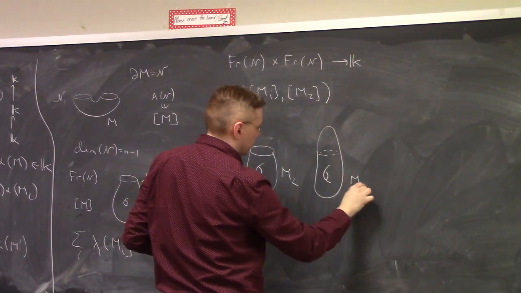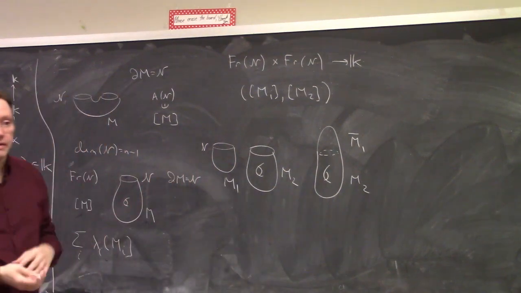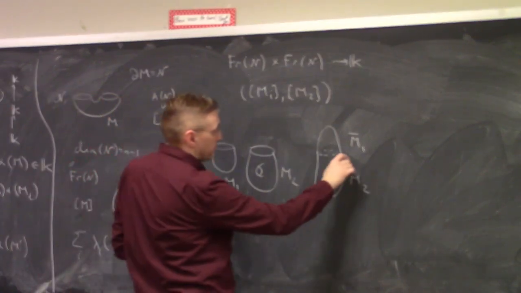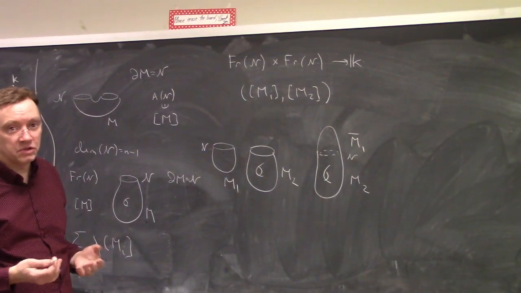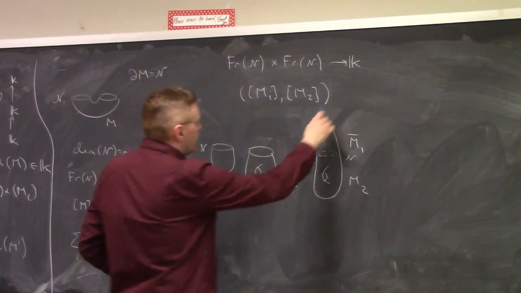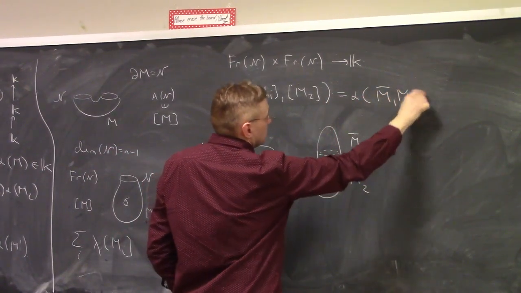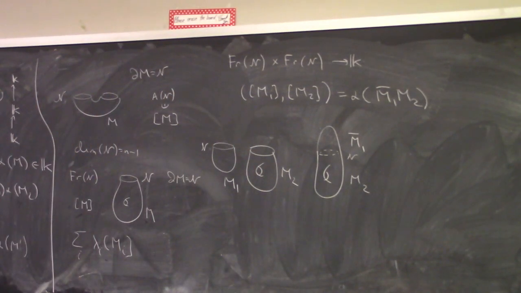So this is M2. I call this M1 bar. So we reflect M1 and glue it to M2 along M. So we get a closed n-manifold, which we can now evaluate using alpha. So define this to be alpha of M1 bar M2. And now we extend by linearity, so that on linear combinations, the bilinear form is given by the corresponding sum.